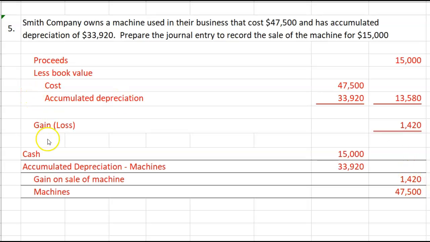$47,500. And we had a gain on the sale, so credit a revenue type account, gain on sale of machines, for $1,420. And that's the journal entry to record the sale of this machine at a gain.